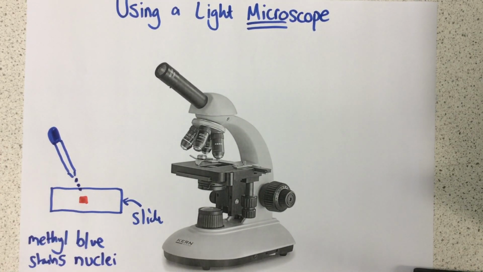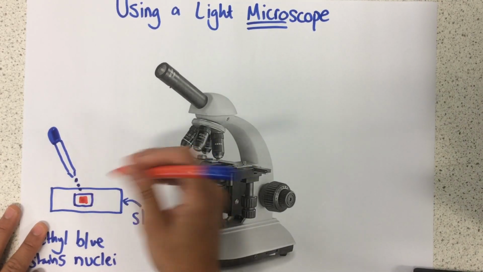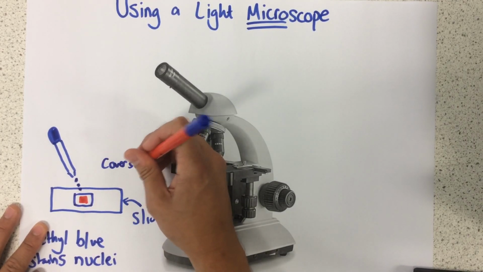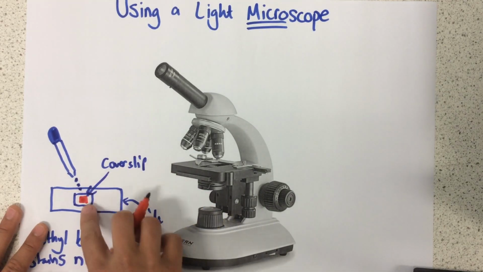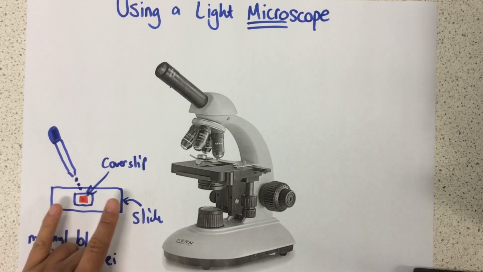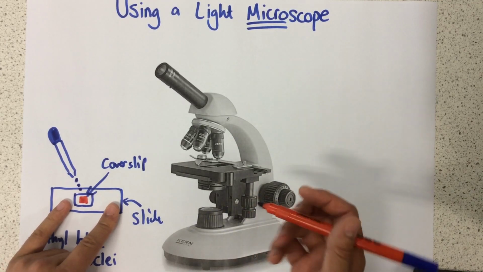So after you've put the stain on there, you put on this little square of glass called a cover slip, just to keep everything in place. So that cover slip goes over the top there, and you just need to press it down to get rid of any air bubbles as well. So then this is ready. Your specimen is now ready to be viewed on the microscope.